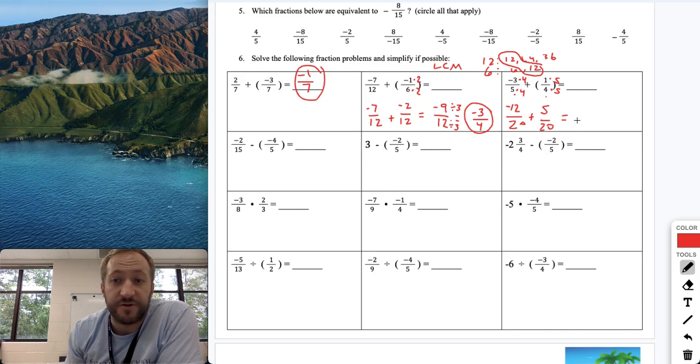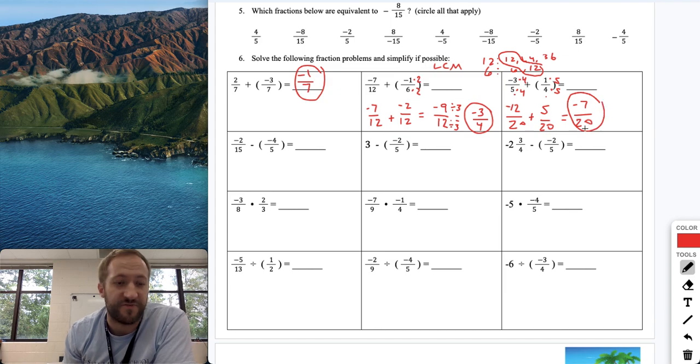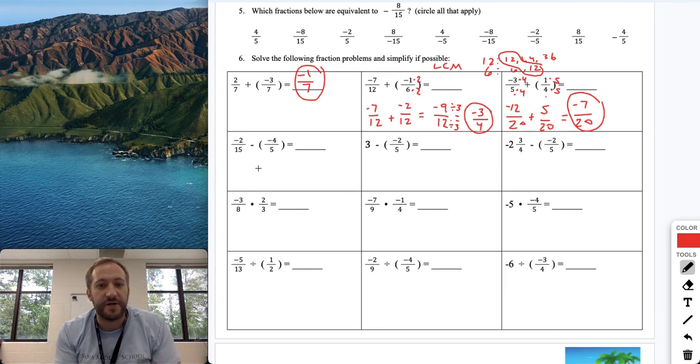So the denominators are the same. Perfect. I can keep them in my answer. Great. Now I just got to add the numerators. -12 plus 5 gives me -7. I can't simplify that down any further. That's my final answer. Let's look at this one over here.